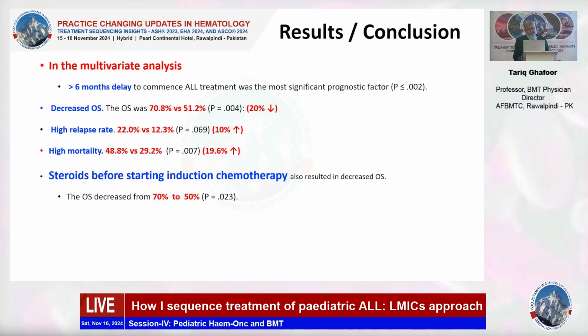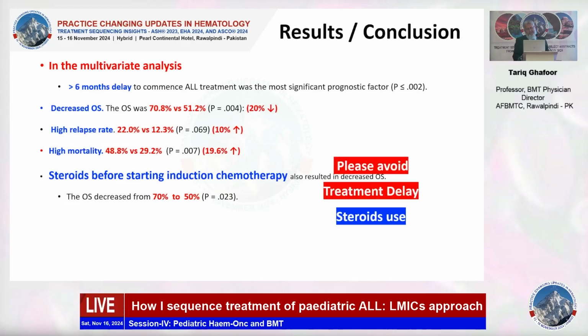And with steroid before starting induction chemotherapy, overall survival decreased from 70% to 50%, so again almost a 20% decrease. So please avoid treatment delay and steroid use in these children.